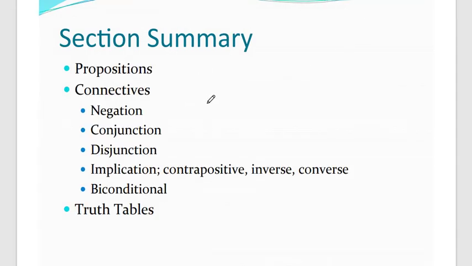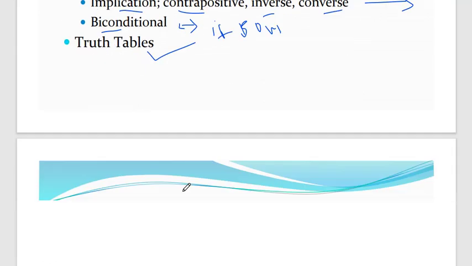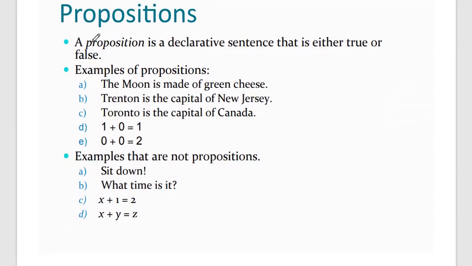So what have we seen until now? Proposition, definition, connectives like negation, conjunction and disjunction, like or, then implication, contrapositive, inverse and converse. Implication, if and then, and biconditional, if and only if, and its truth table. So let's start with a quick revision. What is a proposition? A declarative sentence that is either true or false, not both.